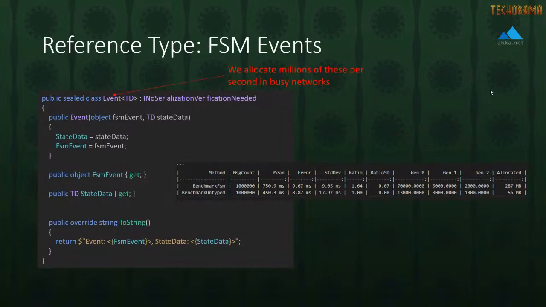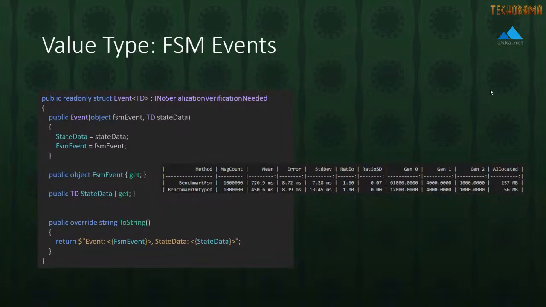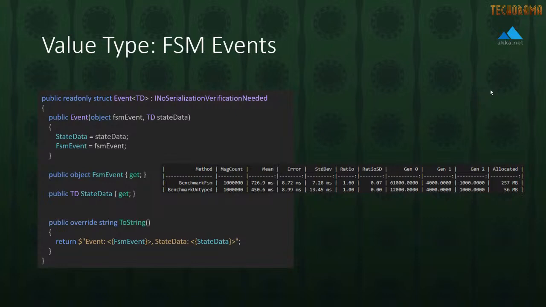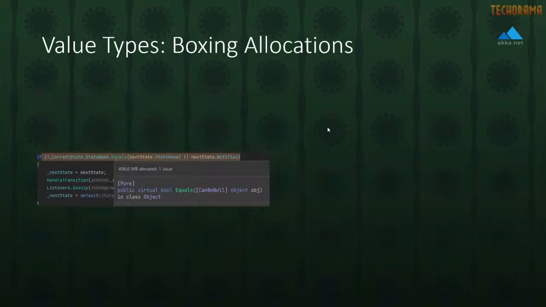And let's see if there are any savings on garbage collection. Yes, there were. We also cut Gen 2 garbage collection in half, from 2,000 to 1,000, for the FSM actor. So we were able to eliminate Gen 2 GC altogether by changing this to a value type. So again, a very inexpensive cost savings, and there was definitely a minor throughput improvement from getting rid of some of the Gen 2 GC. However, there are some other trade-offs that come with using value types.